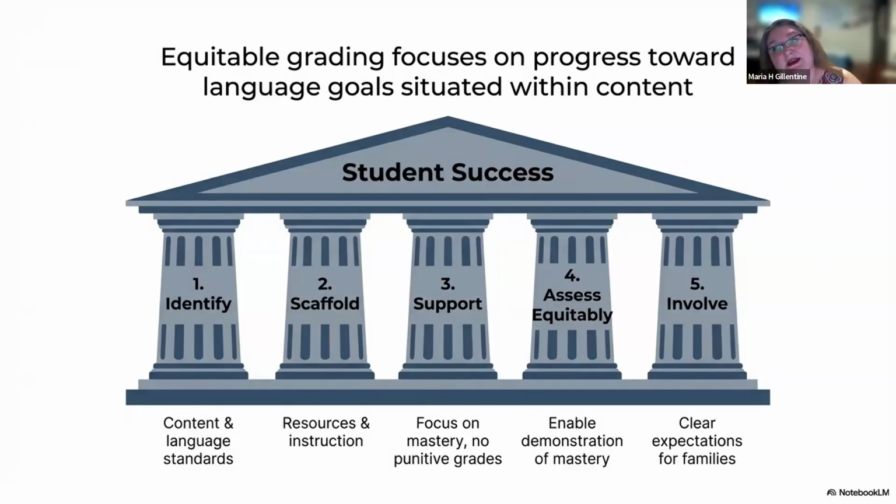In California, it was a little bit different. We did actually give English language development grades, but that has not happened here yet.